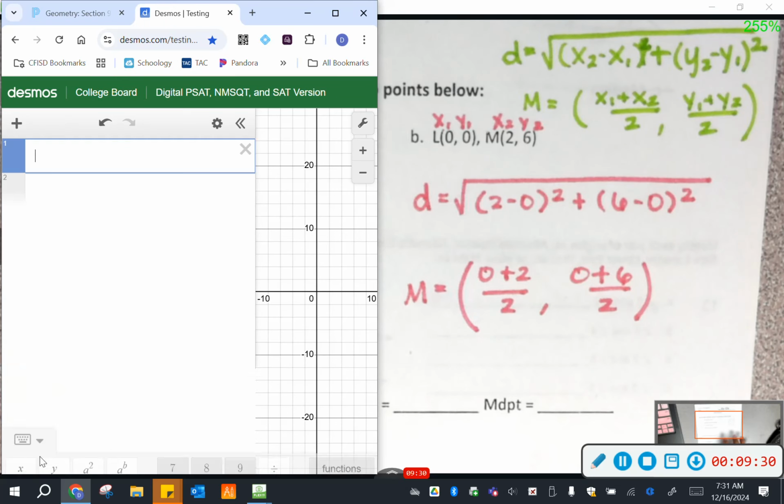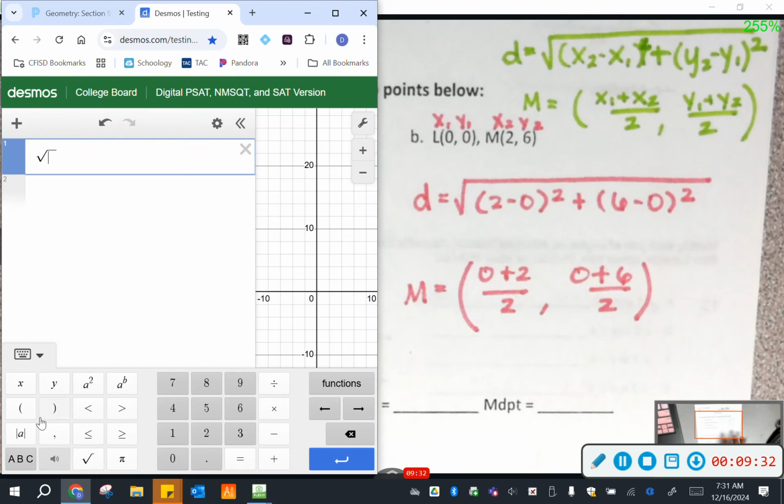Alright, I'm going to put this in the calculator again. 2 minus 0 squared plus 6 minus 0 squared. What did y'all get? 6.3? Okay.